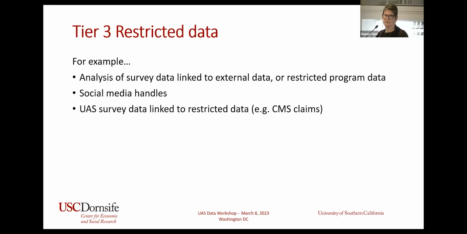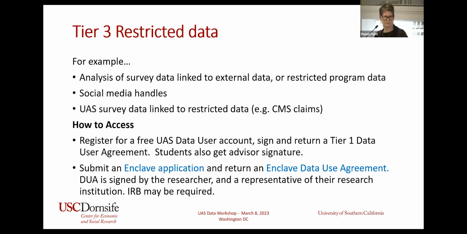That would also be identifiers that would need to be handled this way. And also, if you're interested in linking UAS survey data to other kinds of restricted data, for example, CMS claims data or SSA data, then that would also be considered to be in this. So for access to this kind of data, you need to start with the basic agreement, tier 1, all set up.